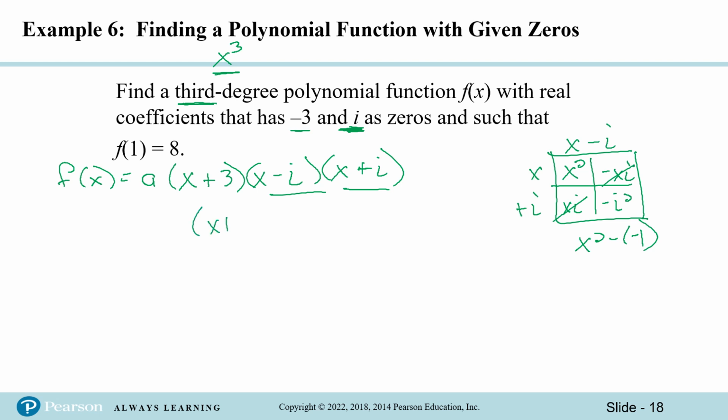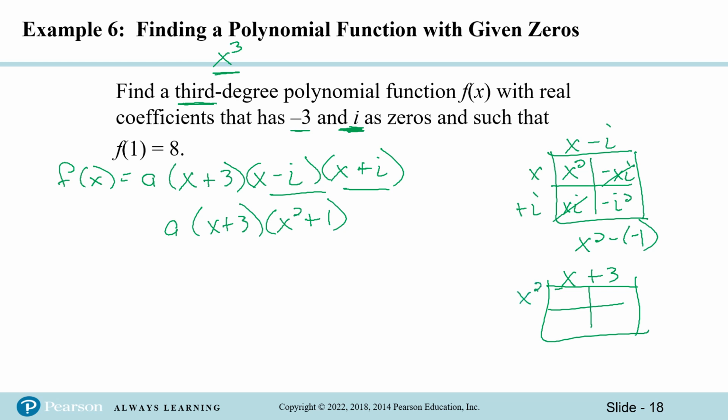So now I have x plus 3, x squared plus 1, and then I got to multiply that as well. x plus 3, x squared plus 1. There's my x cubed, 3x squared, x and 3. So f of x so far is some number, we don't know what it is yet, times x cubed, 3x squared, plus x plus 3.